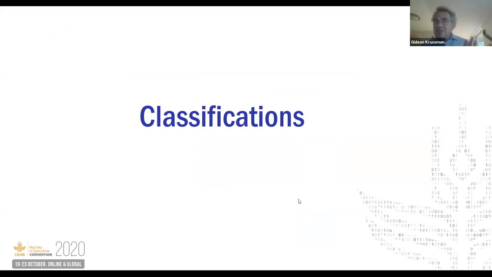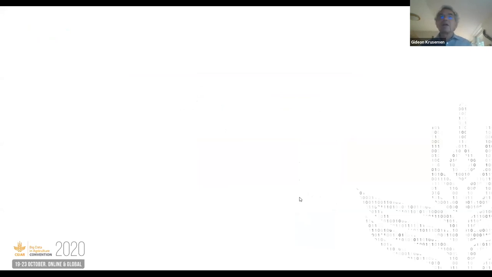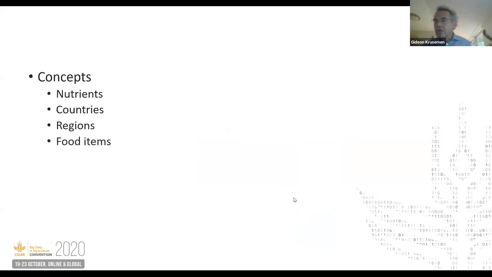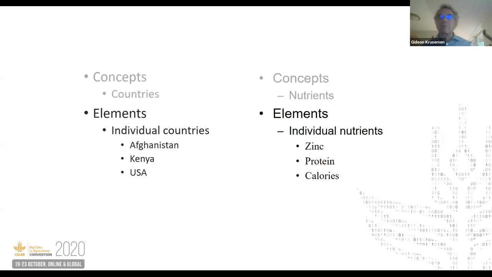going back to this notion of classifications, as I said, classifications are linked to concepts. And so the concepts that we have here are nutrients, countries, regions, and food items. As I said, it's a really simple example. And we have some development indicators related to that, so we can get to the poor countries.